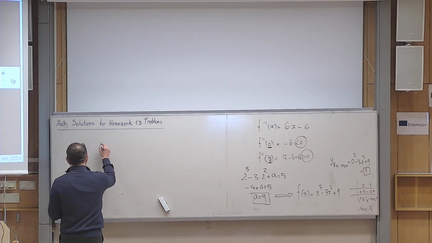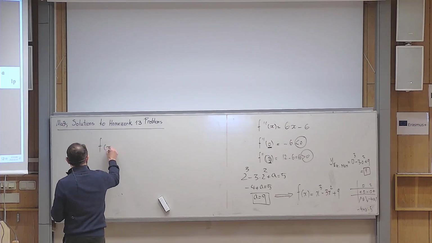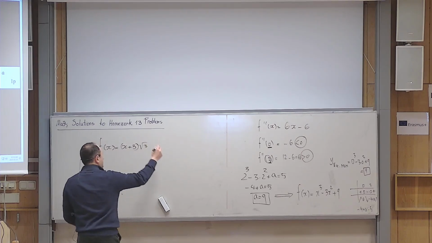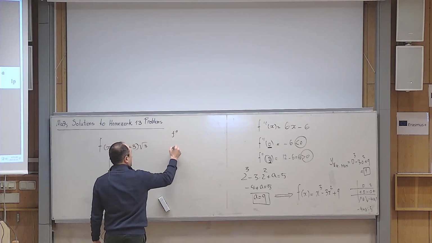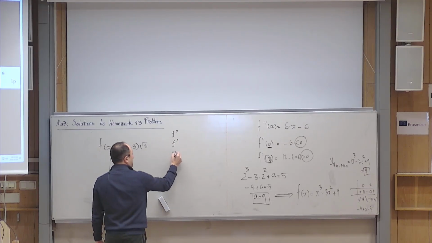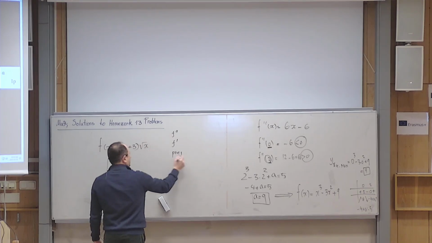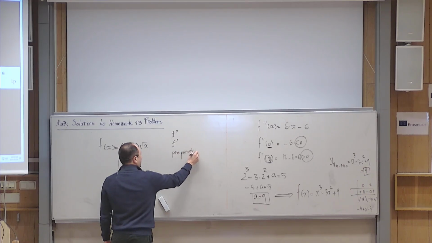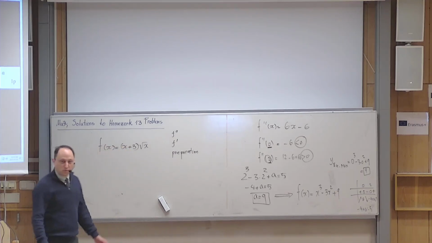So what is your function? The function is f of x equals x plus 3 multiplied by the square root of x. So your strategy is clear. The second derivative strategy goes through preparation. Don't kill me. Preparation, something like that.